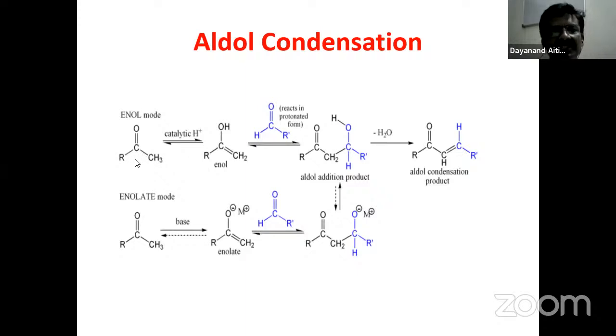Okay, see here, it is a ketone. It is catalyzed by H plus ion. OH is formed. Protonation takes place on oxygen. Next, this activates the molecule slowly. This hydrogen is removed and enol is formed, like tautomerism. It is called enol mode. Enol is formed. Now in this enol, the double bond is shifted to this carbon, and it reacts in protonated form.